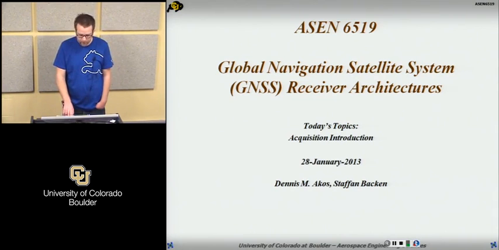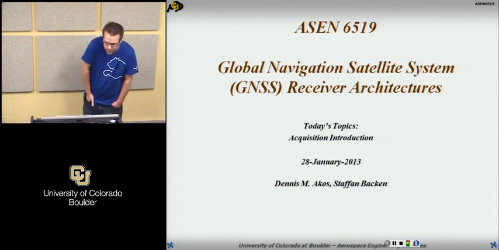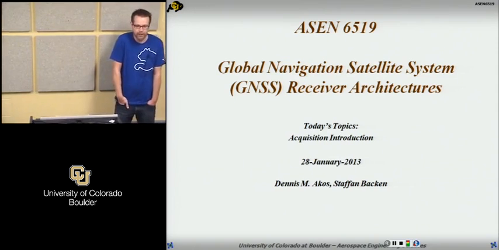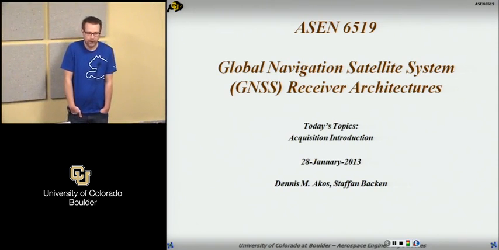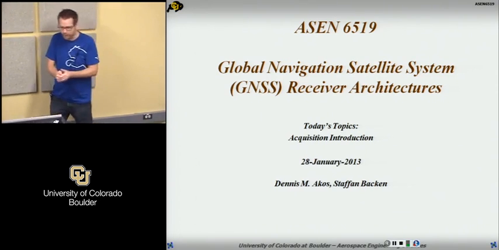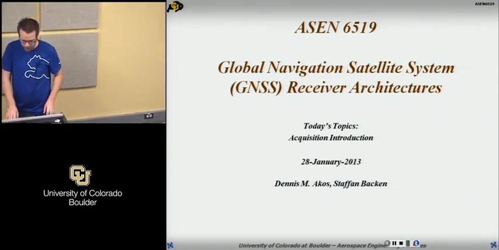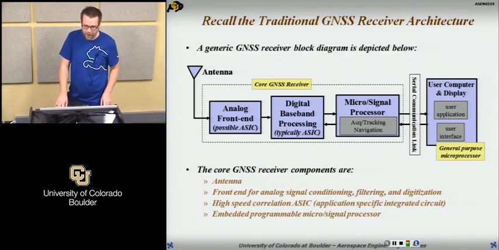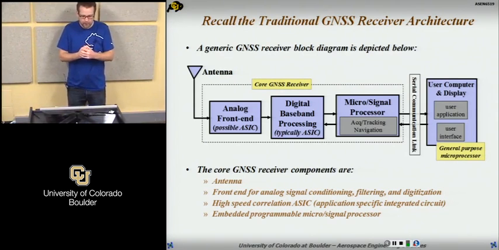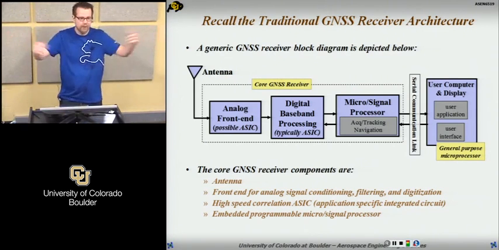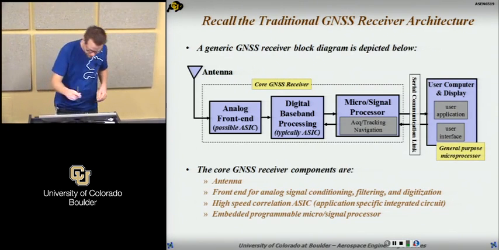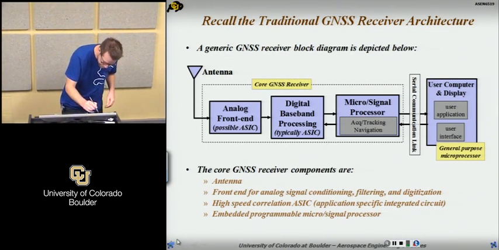All right, let's get going. So today we're going to start talking about acquisition. We touched on it a little bit last week, when we looked at the properties of the CA codes, the Gold codes that we use in GPS, and how they worked. Today we're going to see what happens in a real receiver. So if we look at the generic GNSS block diagram here, I want to get this going, of course, because I like it.